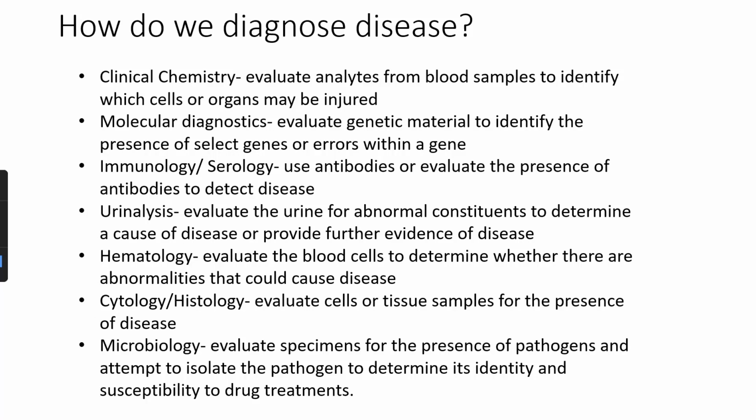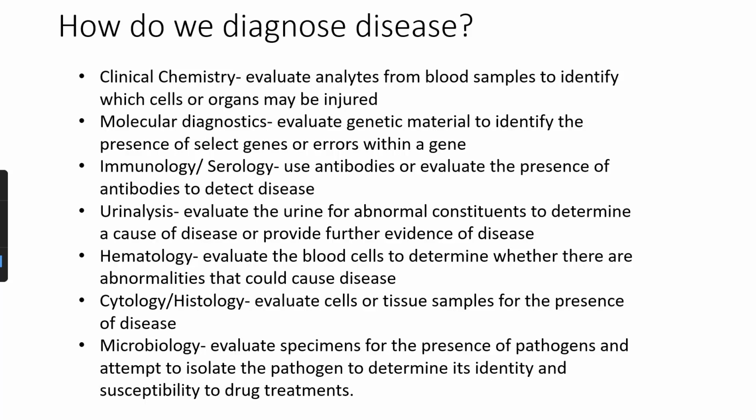In clinical chemistry, we evaluate analytes from blood samples to identify which cells or organs may be injured. Now, that's not a comprehensive definition, but in general, you're going to take blood specimens and see which chemicals are present in the blood. Molecular diagnostics, you evaluate genetic material to identify the presence of select genes or errors within a gene. Immunology or serology, you use antibodies or you evaluate the presence of antibodies in a blood sample to detect disease.